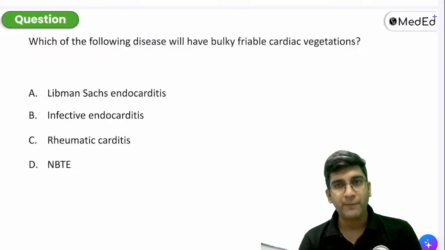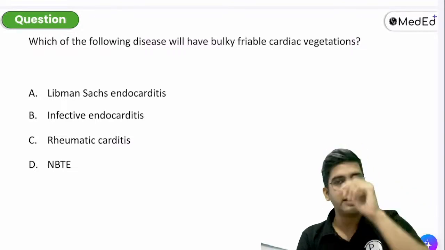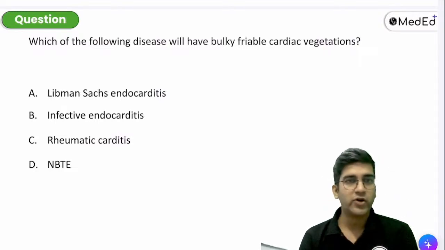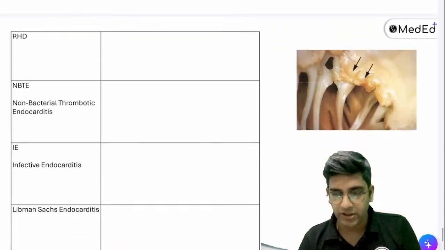Which of the following will have a bulky and a friable vegetation? Vegetations of the heart are again important. There are 4 different types of vegetation. All the 4 are there in the options: NBT, Libman-Sacks, infective endocarditis, and rheumatic carditis, right? Okay, let's look at the different vegetations here.